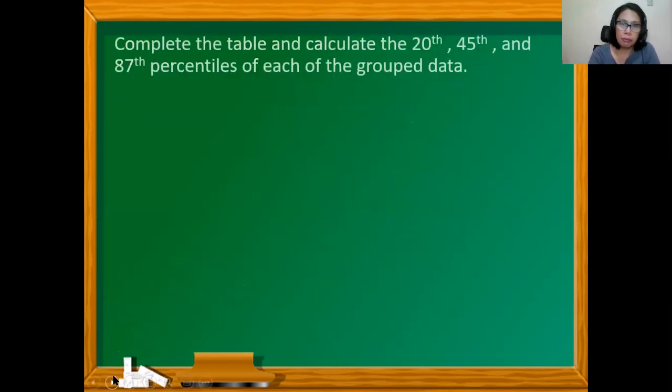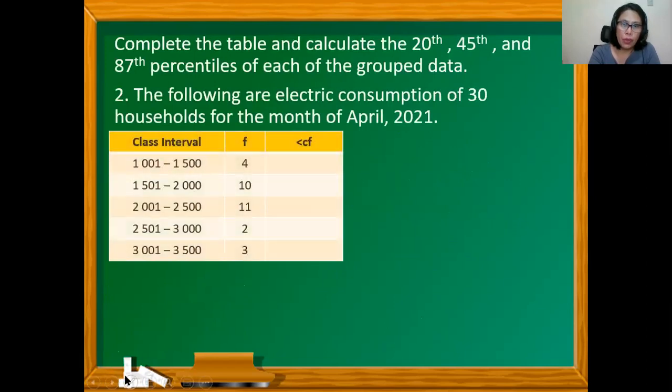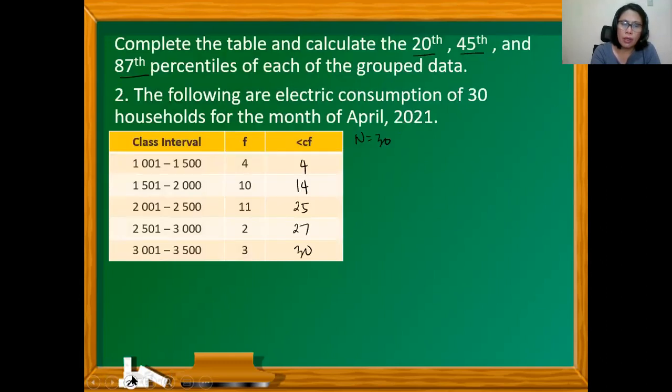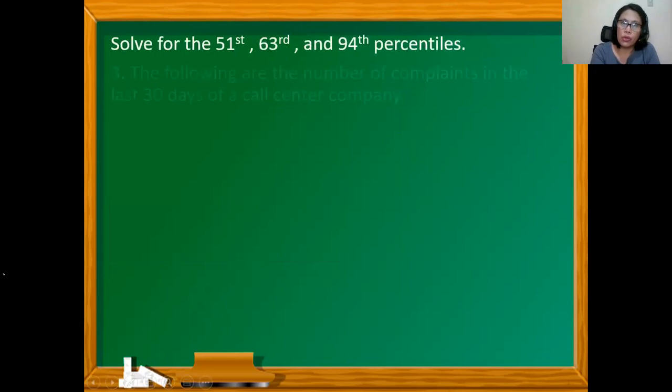Okay, next. So the first thing that we're going to do is to complete the table. And we are actually asked to solve for the 20th, 45th, and 87th percentile. So this is adding cumulatively again. So 4 plus 10 plus 11 plus 2 and then plus 3. So again, our n here is 30. So we will be dealing this time with calculating for the percentile classes.